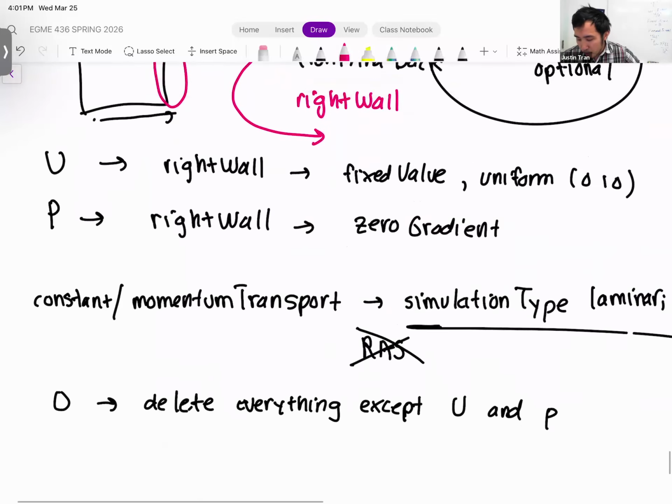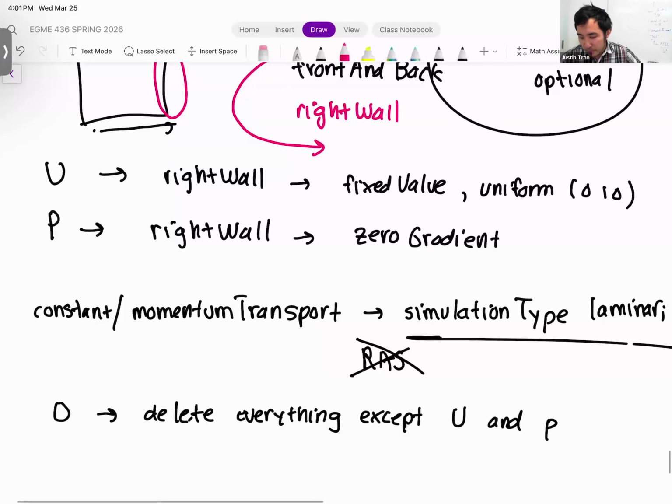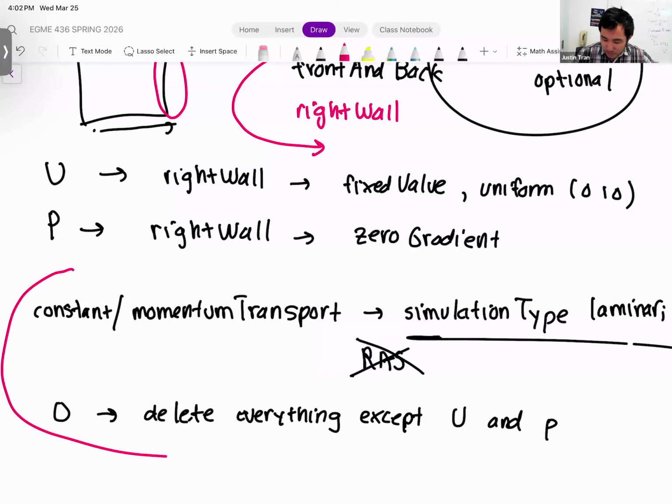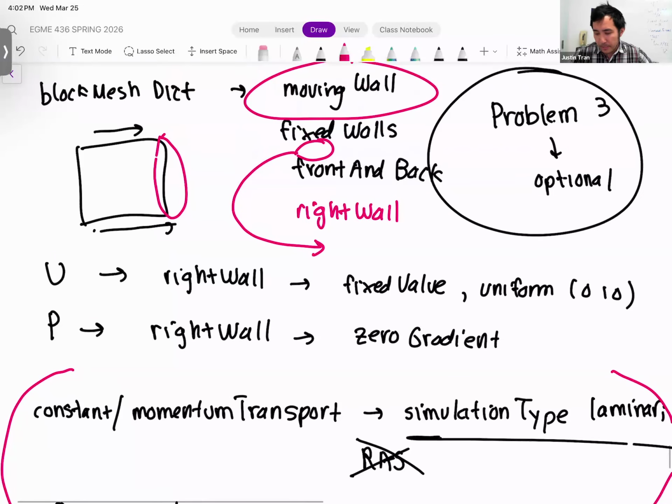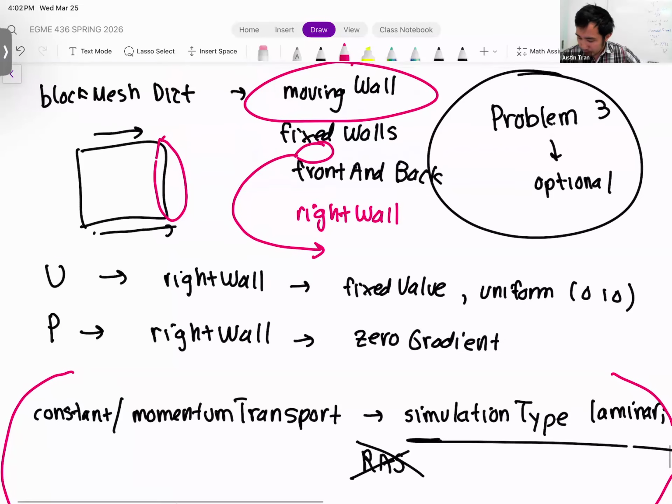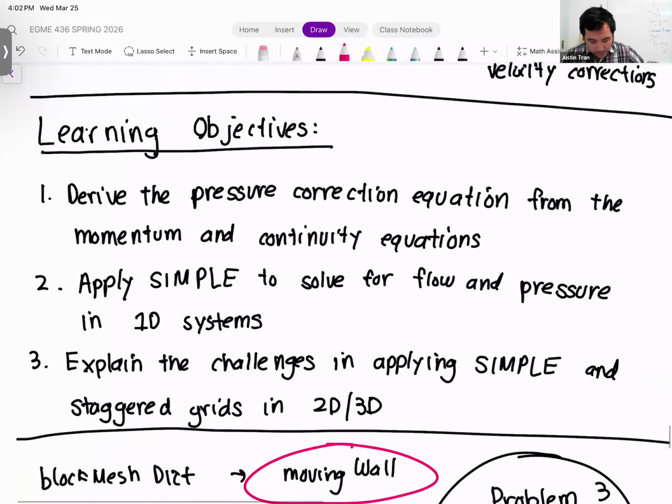The longer-winded version would be to actually change the simulation type to laminar. So this outlines the steps to do that, basically these ones right here. So you can do that as well. But since we're not going to get a chance to do it together, I'm just going to make problem 3 optional. Okay, all right. So that hopefully clears that up.